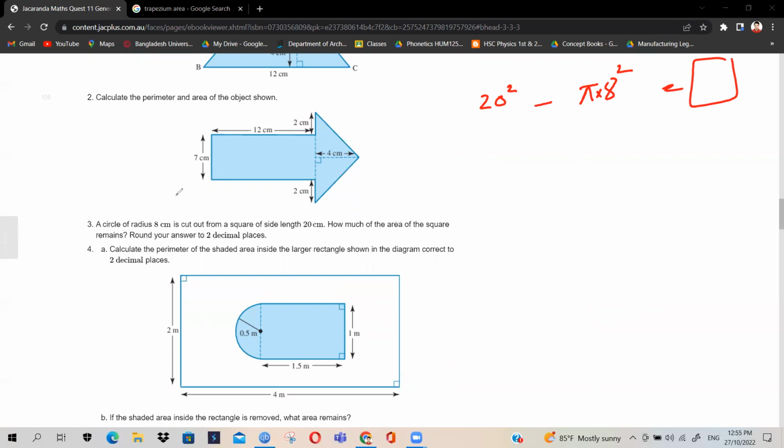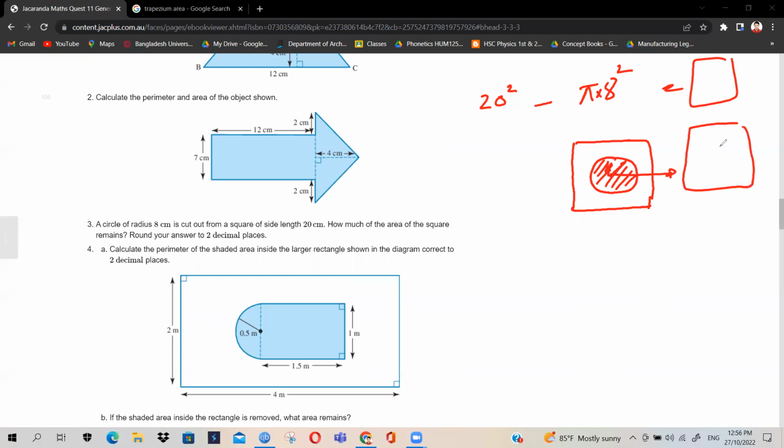Is it understandable or is it difficult? Yes, that's understandable. See, this is a square, and say this is a circle. Its radius is 8 centimeters, and we have cut it out of this place. So we will be left with this, and here you will see a void space, so we won't calculate the area of that.